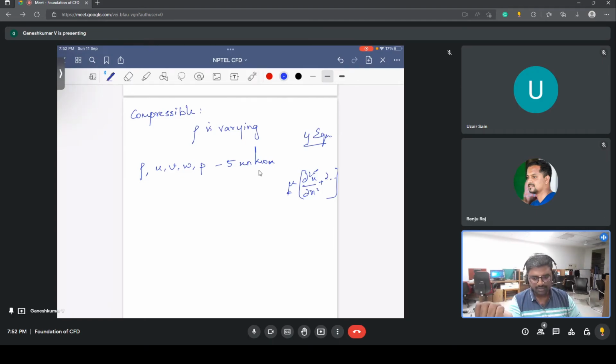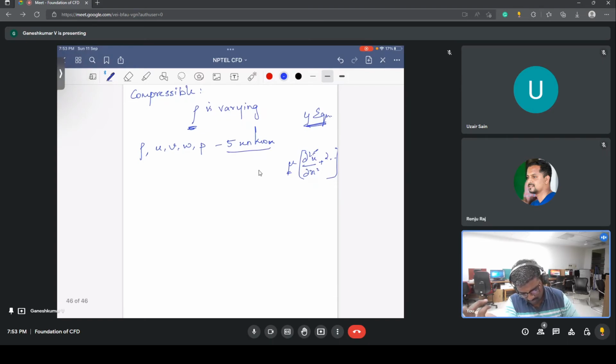The problem with compressible flow, the major missing term in compressible flow, is this density. We haven't seen this density in incompressible flow. I mean, we have seen it, but as a constant, whereas here the density is varying. And now we have 5 unknowns and we have 4 equations, right? So how will you close the equation?